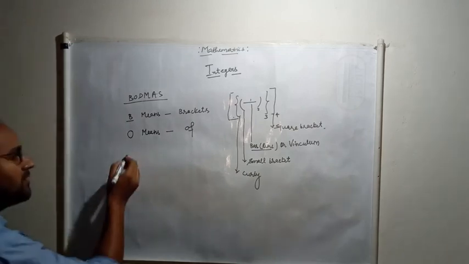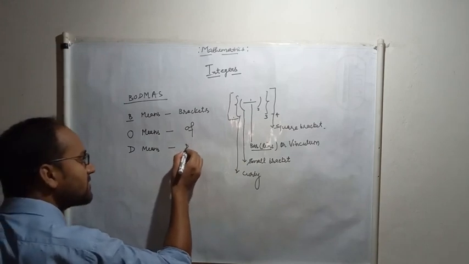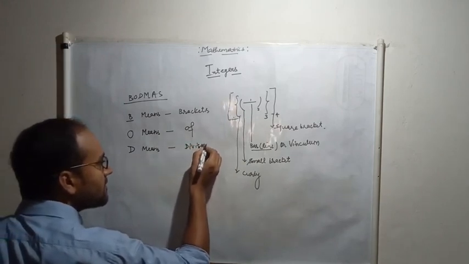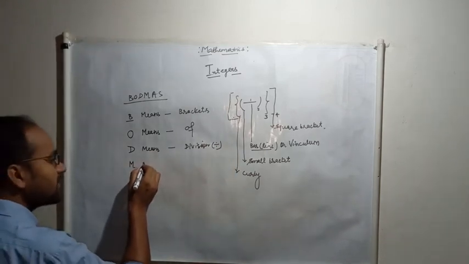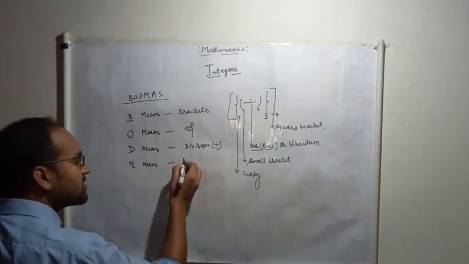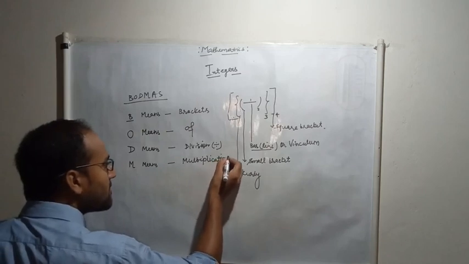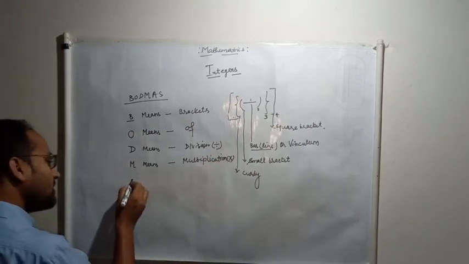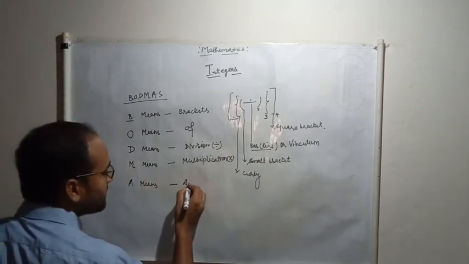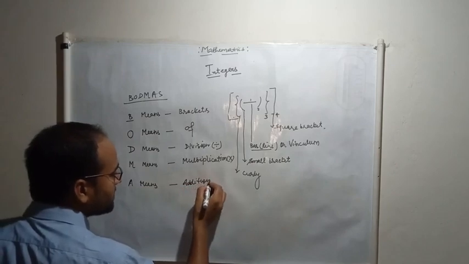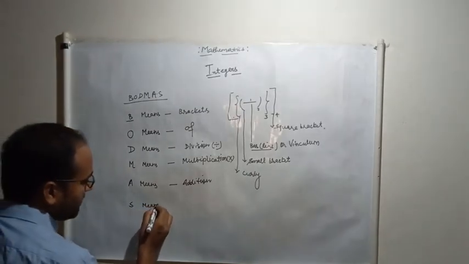Bracket, then of, then division. D means division. M means multiplication. A stands for addition. And the last one, S, means subtraction.